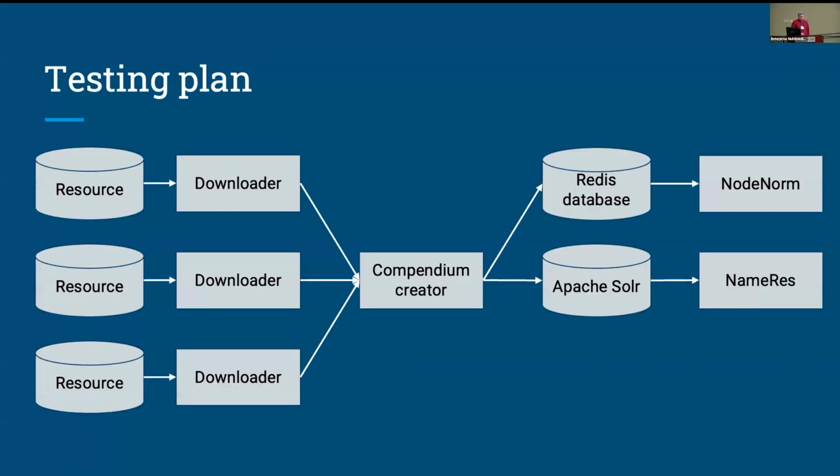All right. So this is a high-level overview of Babel and how Babel is structured, where we have downloaders doing ETL on different resources. They build a bunch of cross-references. A compendium builder combines those cross-references and builds these sets of equivalent identifiers. Those go into a Redis database for NodeNorm, and then into an Apache Solr database for the name resolver.